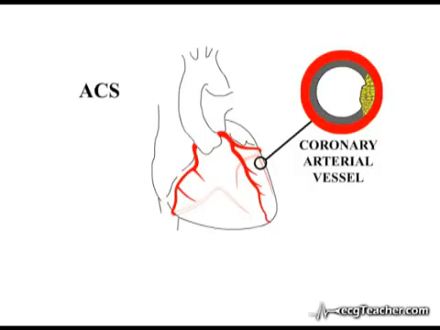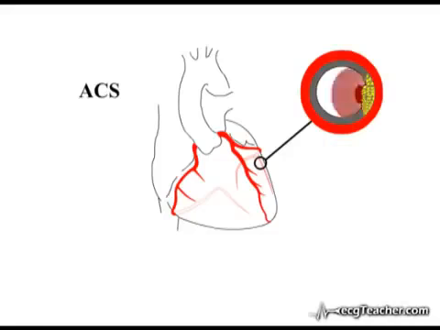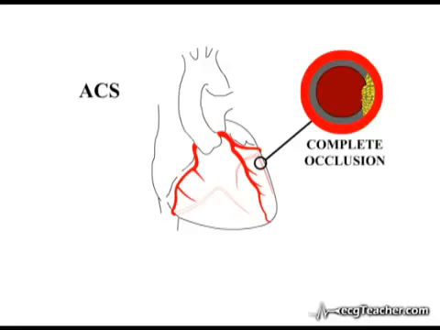Acute rupture of an atherosclerotic plaque in a coronary artery triggers clot formation, resulting in sudden partial or complete occlusion of the vessel lumen. Myocardium supplied by such an occluded artery will become acutely ischemic or necrotic.